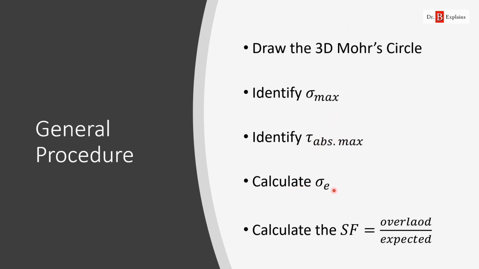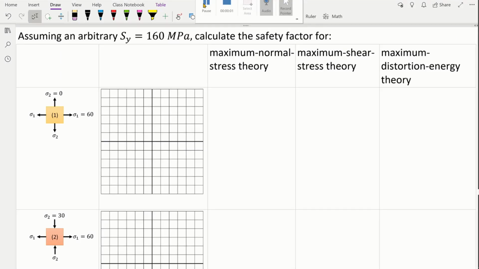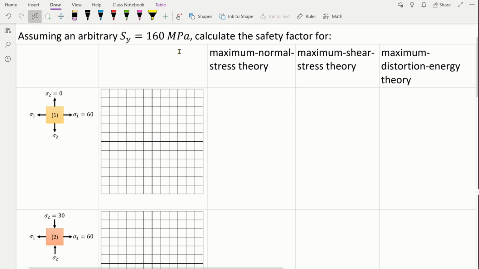Next, we'll also calculate equivalent stress. This is a stress that we need for the maximum distortion energy theory. And then we're going to use all these values and we're going to plug them into the equation to calculate the safety factor. So here we go. Alrighty, let's start with the first one. Remember, the first step is to draw the 3D Mohr circle. So let's go ahead and look at the stress state that they give us.